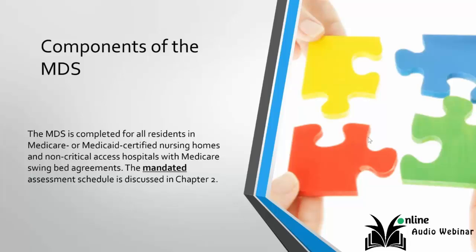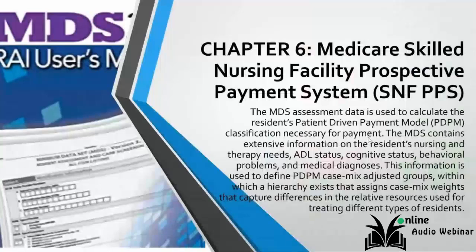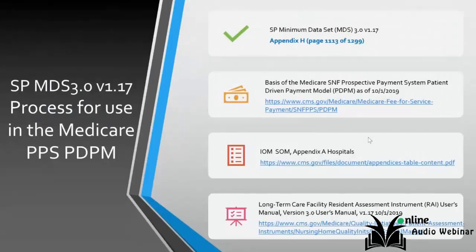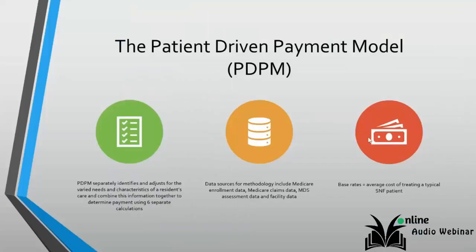So let's talk about the components of the MDS first. You must understand that there are mandated assessment schedules that have to be followed. In Chapter 6 of the MDS, this is where you're going to find the prospective payment system, which is PPS for short, where we find the patient-driven payment model instructions. A swing bed, you're going to have a nursing facility, the patient-driven payment model methodology and how it works.